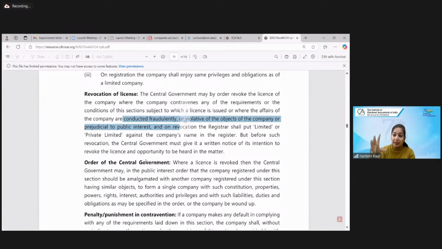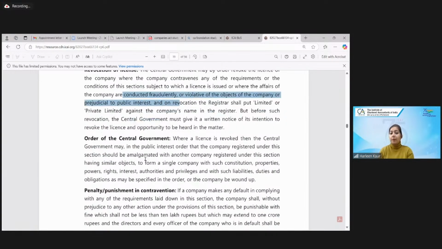and they will put the word limited or private limited after your name. Now either you become a limited company or private limited, you are no longer a Section 8. But before doing this, central government will give a written notice and opportunity of being heard will be given. They will send you the notice. National Sports Limited Club of India, notice will come that you are violating the provisions.